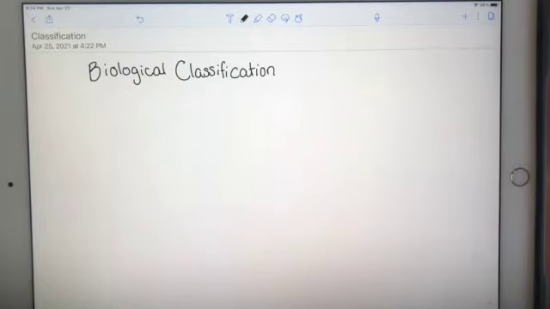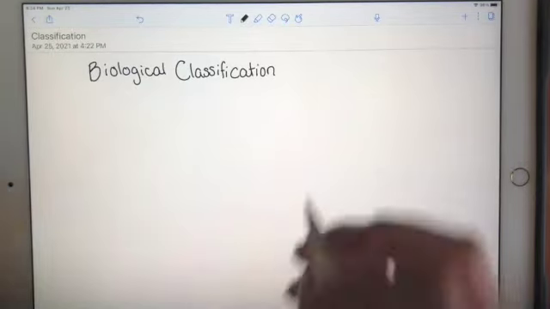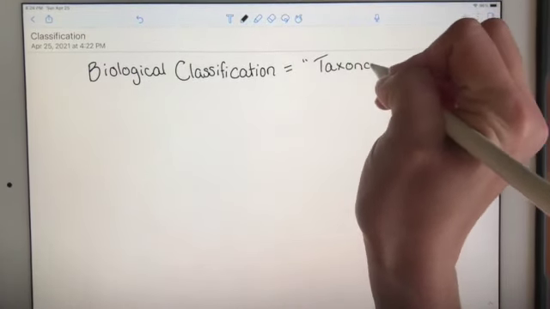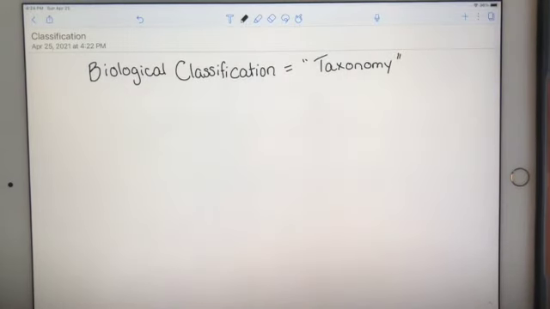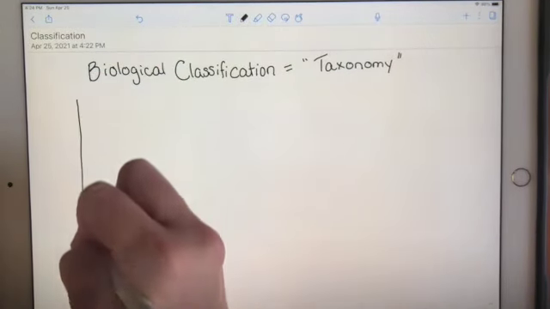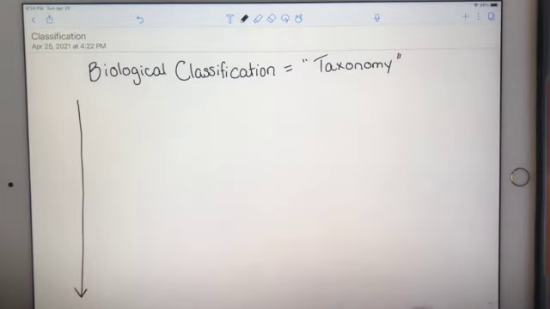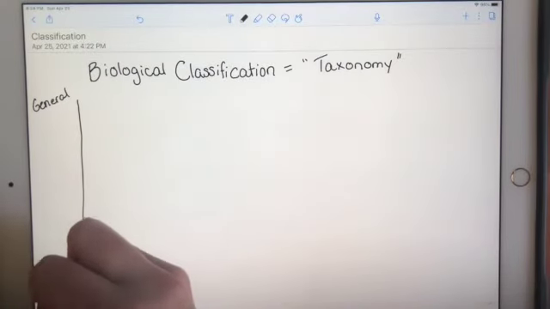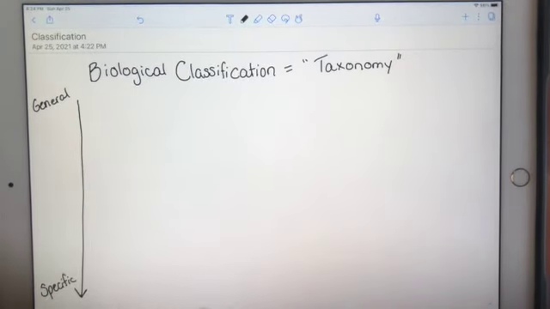In this video, we're going to talk about biological classification. Another word for this is taxonomy. Very different from taxidermy. So taxonomy is another word for biological classification. And there are several levels that we're going to be talking about. I'm going to go from the most general to the most specific. So I will write general at the top of my arrow here and specific at the bottom. So as we go down the list, we're getting more specific.